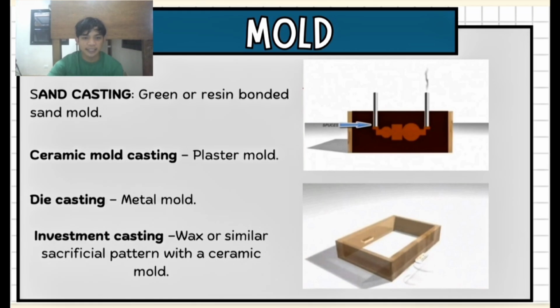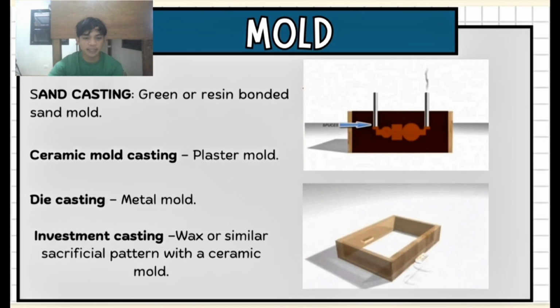Next, die casting. In contrast to consumable molds, die casting uses a permanent metal mold, often called a die. Molten metal is forced into the die cavity under high pressure. This process is excellent for high volume production and offers great precision and surface quality.